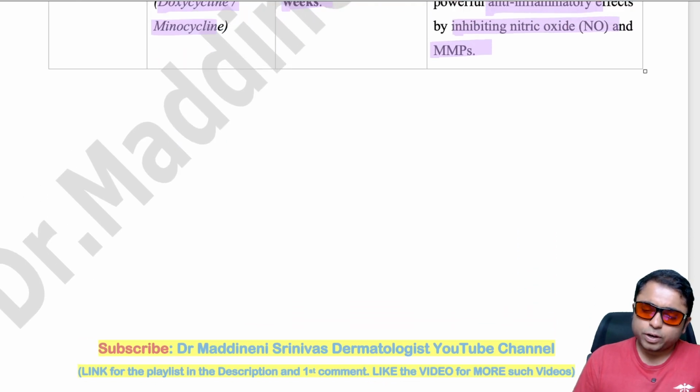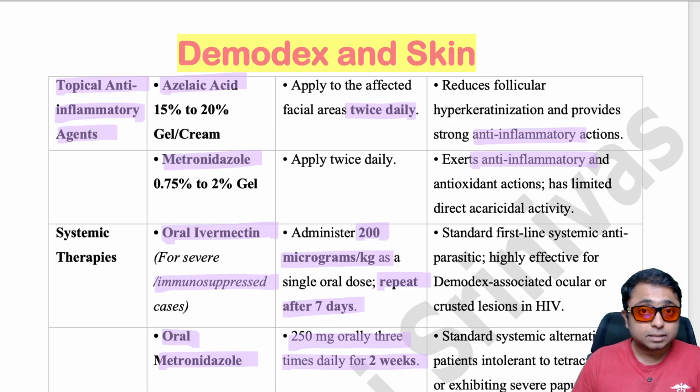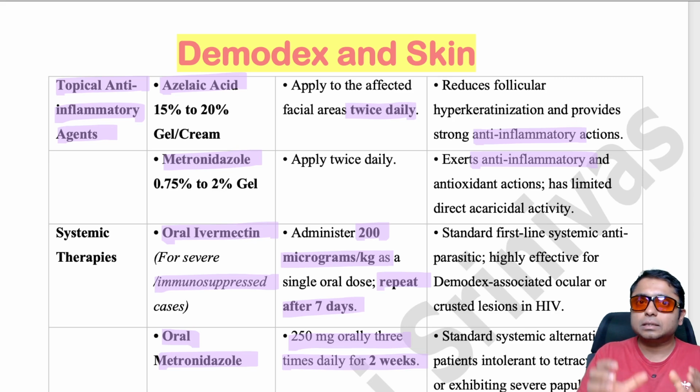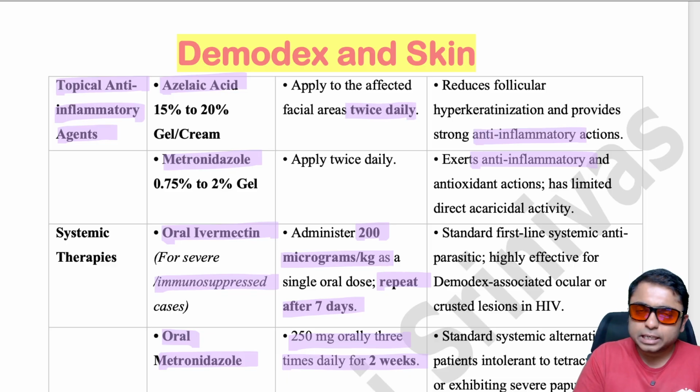So I hope this video was helpful in your understanding of the Demodex and the skin. It's a 5 marks question, so you may not be able to write everything. So you can just mention very important points as a short note, and this may also be asked as a 10 marks question. So again, revise this, and we'll meet again in the next video soon.